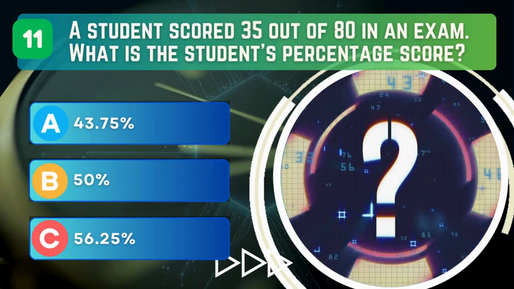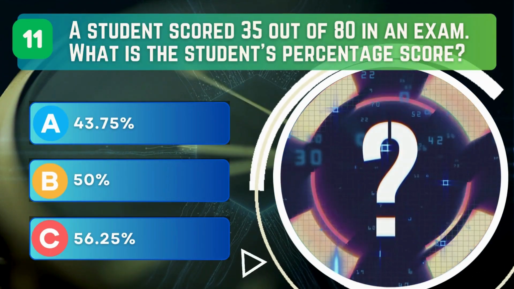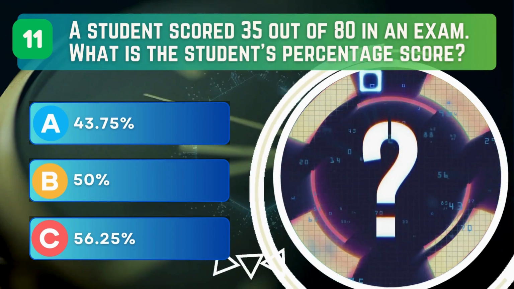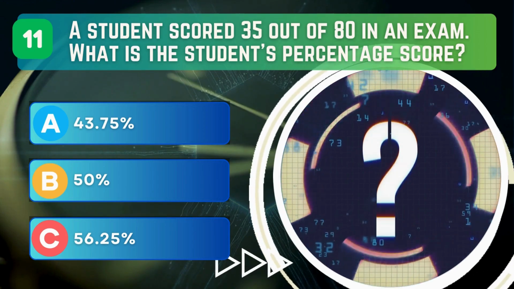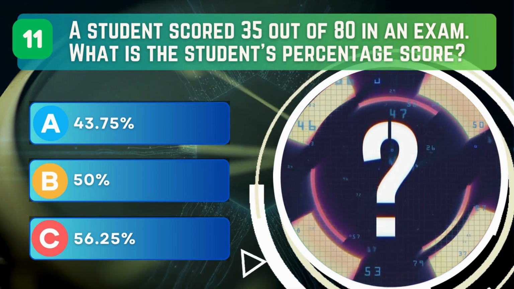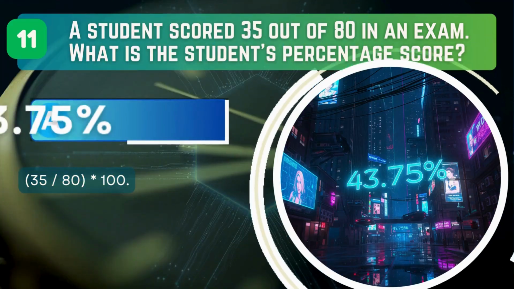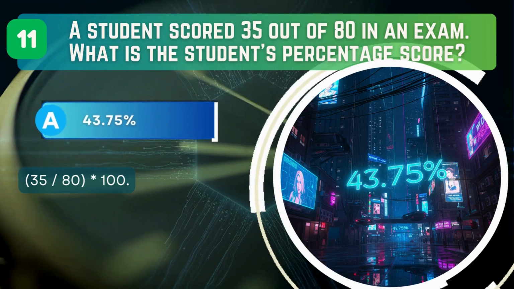A student scored 35 out of 80 in an exam. What is the student's percentage score? 43.75%.